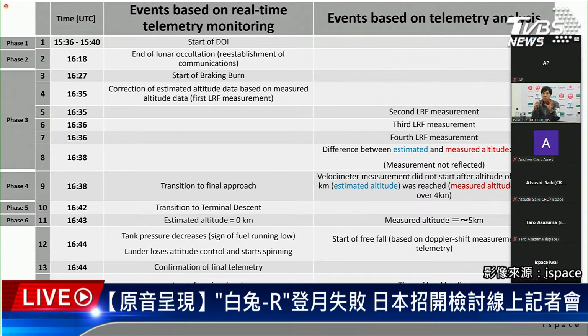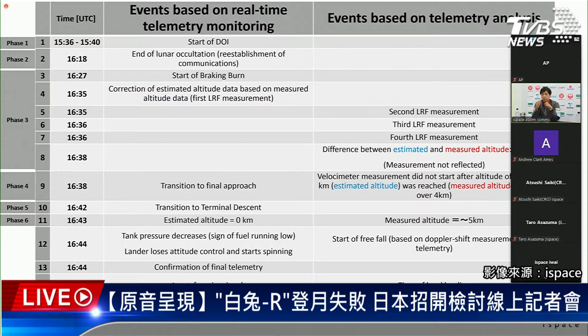As I explained, number 1, the phase 1 DOI start, was expected. In phase 2, during the cruise, the occultation period successfully ended. That means the communication restarted, and the timing was also in the expected range. At that moment, we were confident in the successful DOI. After that, number 3, the braking burn also successfully started, at a really expected timing. That was great.